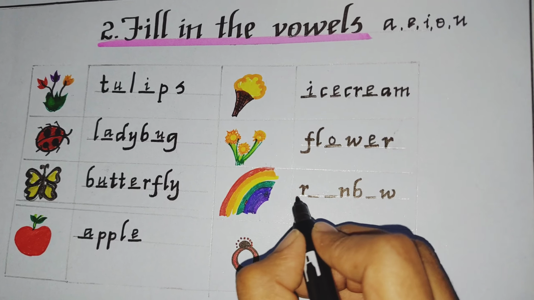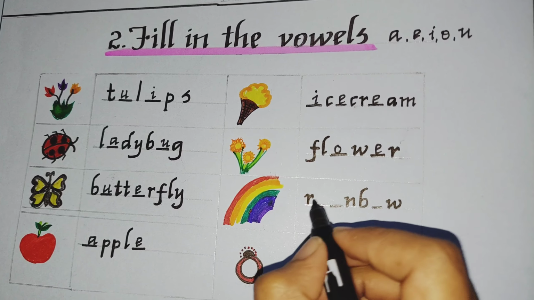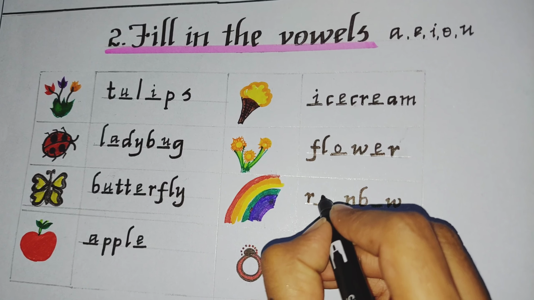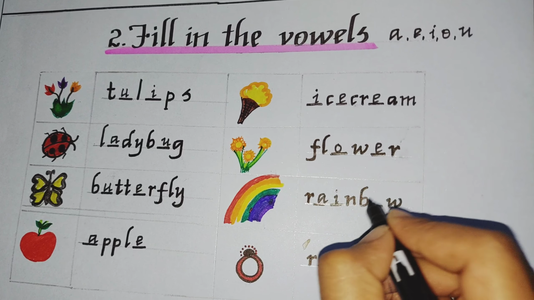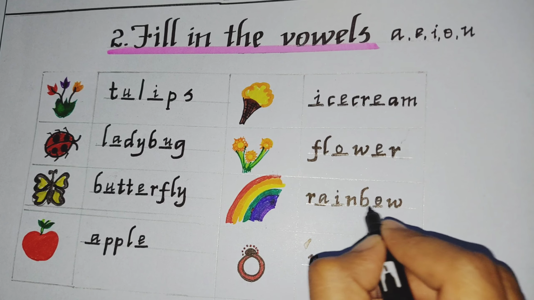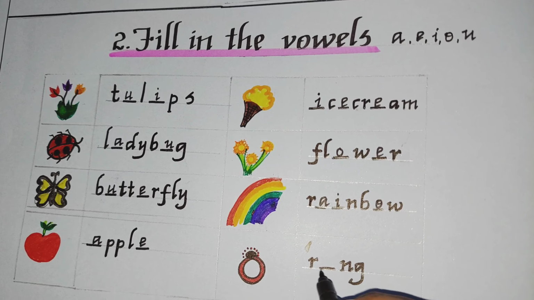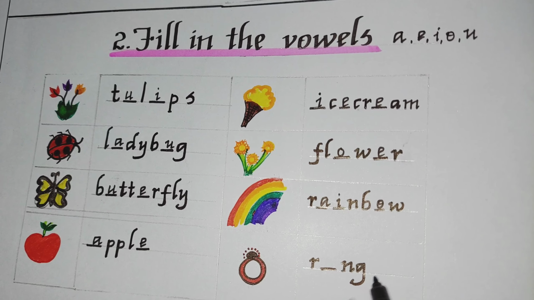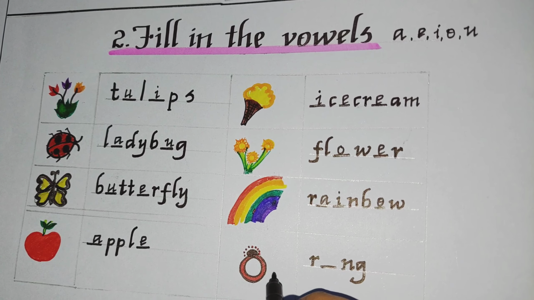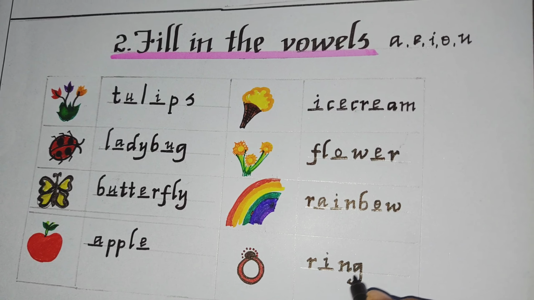The next picture is R dash dash N-B dash W. By seeing the picture, we can identify that it is a rainbow. R-A-I-N-B-O-W, rainbow. A, I, O are vowel letters. Next picture is R dash N dash G. By seeing the picture, we can identify that it is a ring. R-I-N-G. I is a vowel letter.